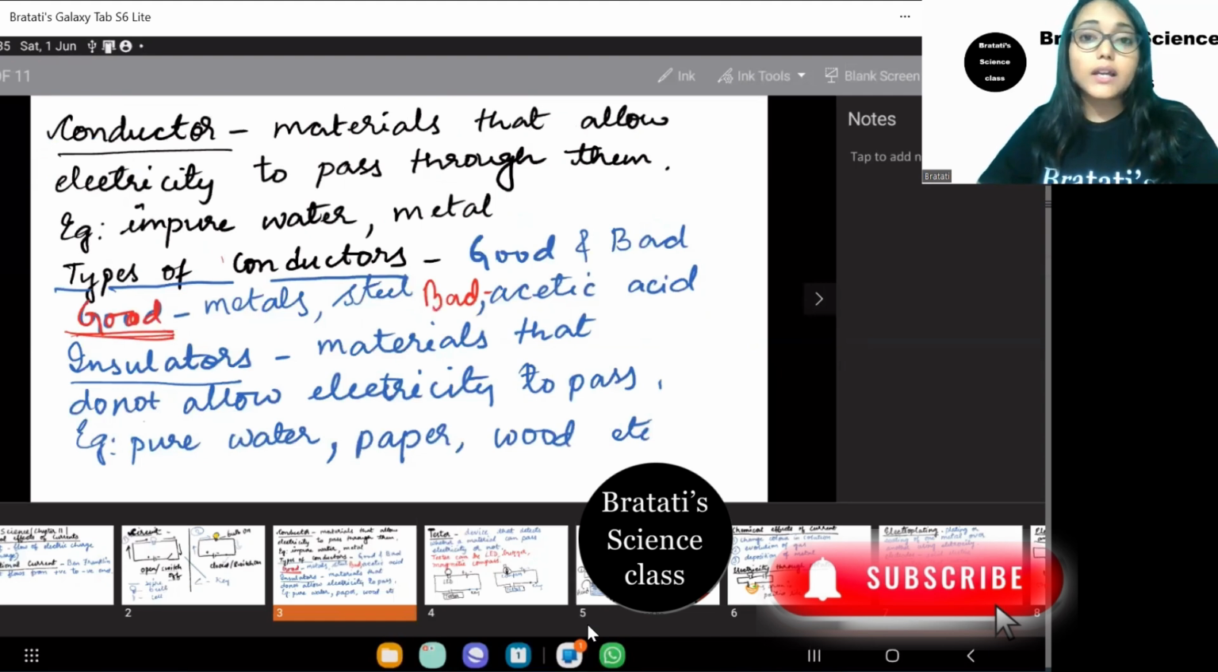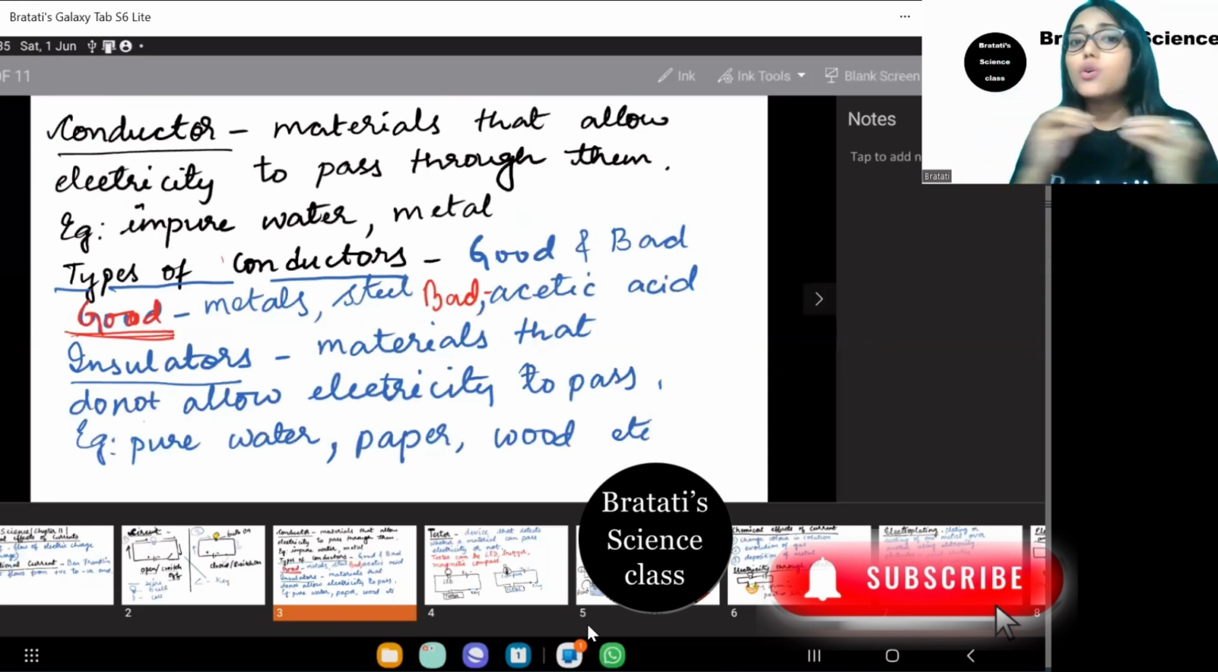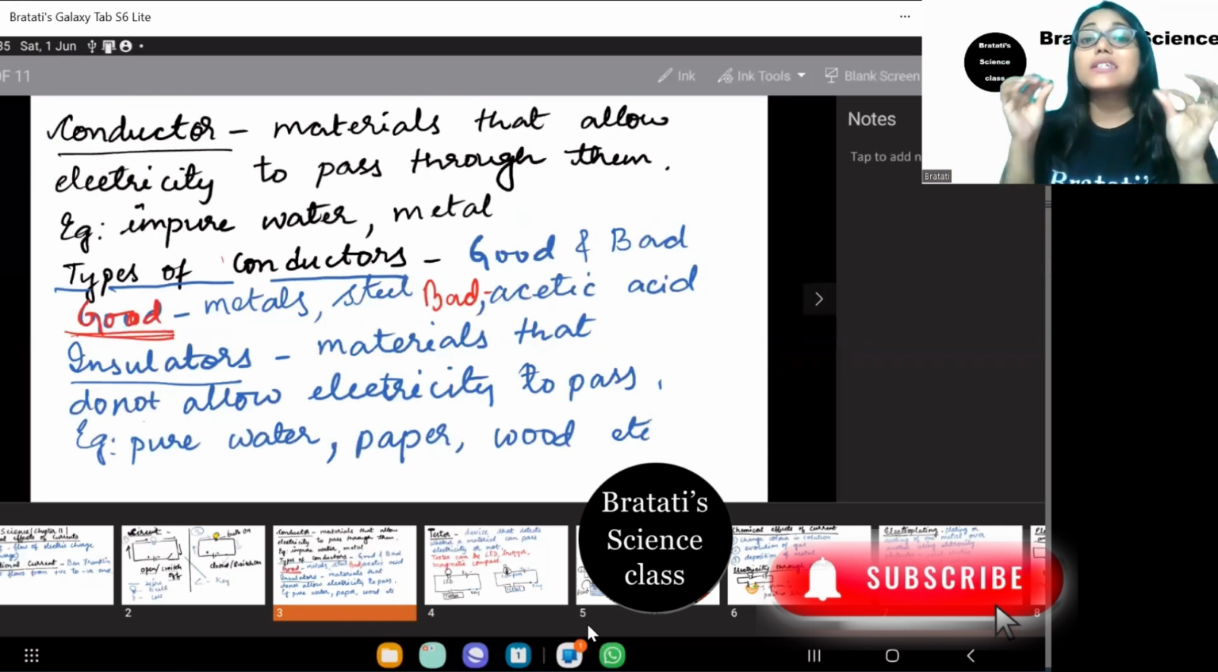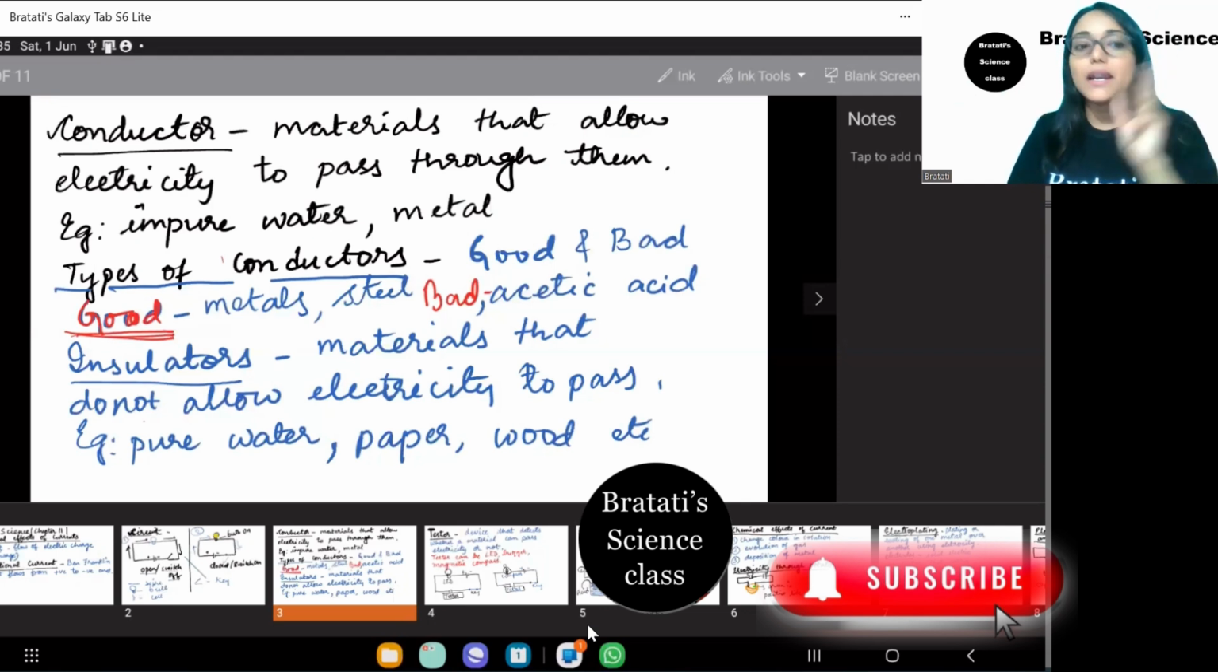Conductors are basically those materials which allow electricity to pass through them. All materials do not allow it. In the previous sessions, I was showing you the paper, the wood, the plastic; they won't allow the electricity. But if it is a steel spoon, or any kind of metal, whether it's iron or zinc, they will easily pass the electricity through them. So they are called the conductors. Among them, there are two types, the good conductors and the bad conductors.